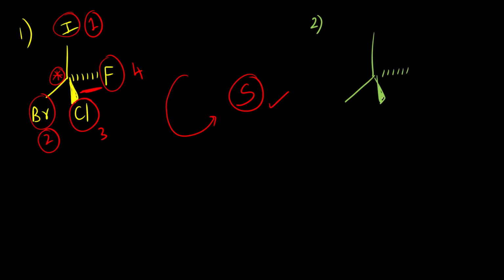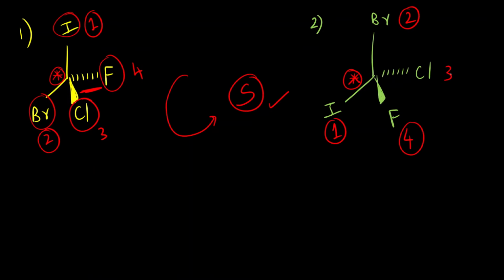now I will keep the fourth priority group, that is fluorine here. Fluorine, chlorine, bromine, iodine. Okay. So now let us again do the same exercise. This is a chiral carbon. Iodine will get 1. Bromine is 2. Chlorine is 3. So 1, 2, 3. It is clockwise. So the absolute configuration is R.